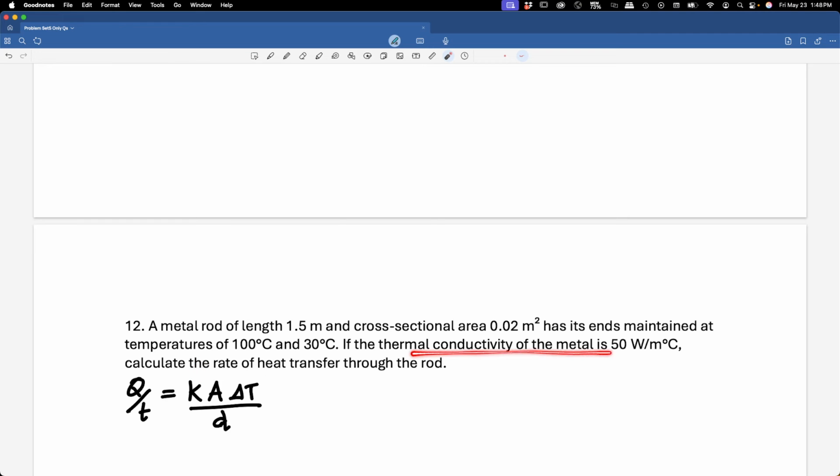It's called thermal conductivity. It's given. Area of the rod, that's the area of cross section. You know, like if a rod is like that, this is the area of cross section. It's circular. But now you don't have to worry, it's given. Directly given. So that's the A. Now change in temperature is the temperature difference between the hot and the cold ends. So that's 70 degrees Celsius. D is the length of the rod, which is 1.5 meters. So you got all those quantities and you have to just do the math.